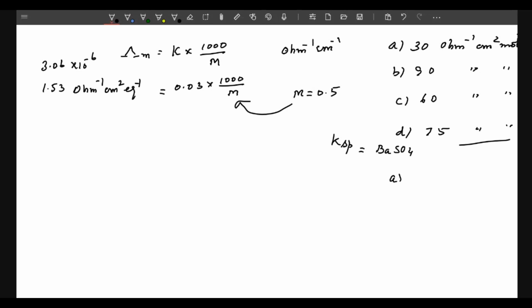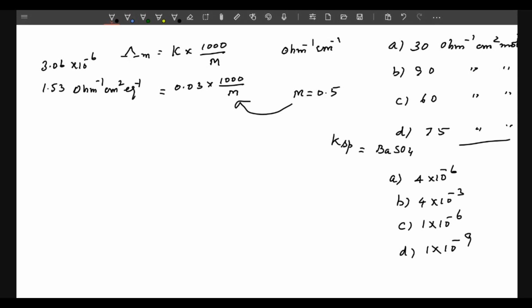Option A, 4 into 10 power minus 6. B, 4 into 10 power minus 3. C, 1 into 10 power minus 6. D, 1 into 10 power minus 9.